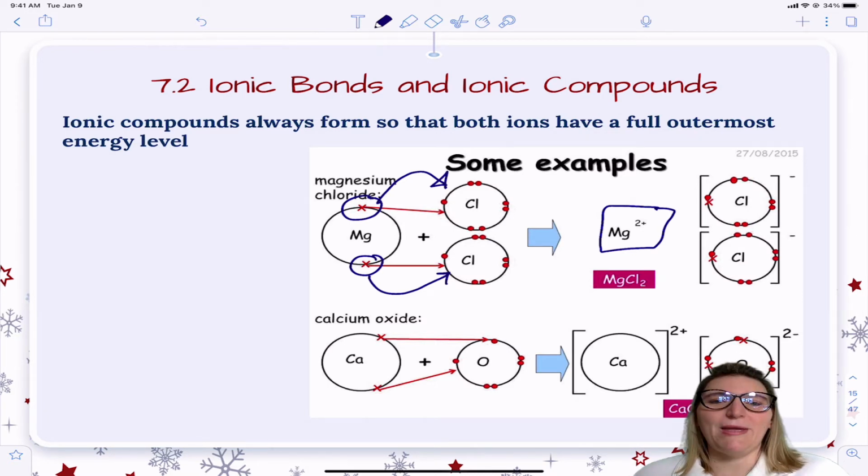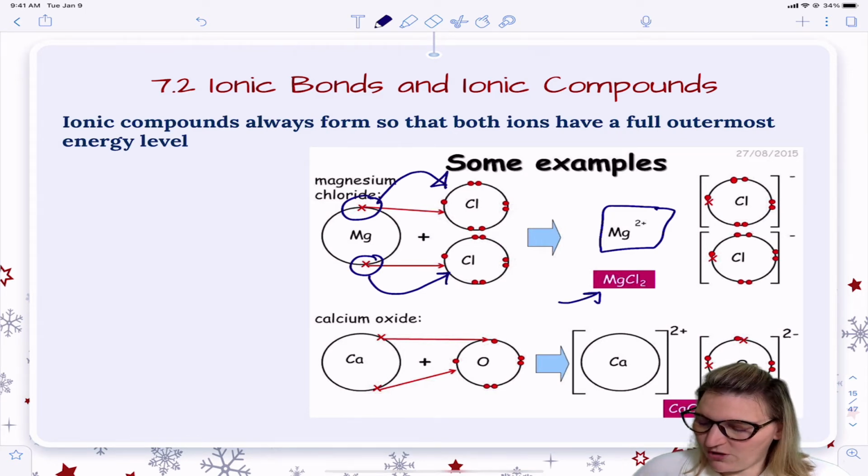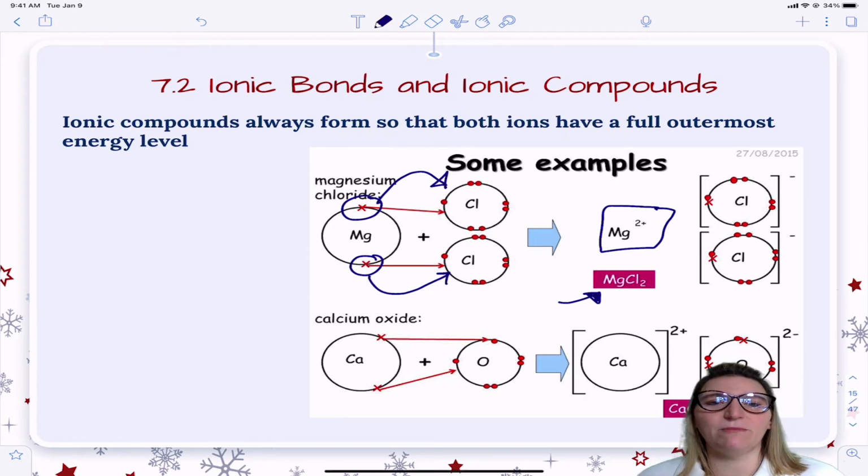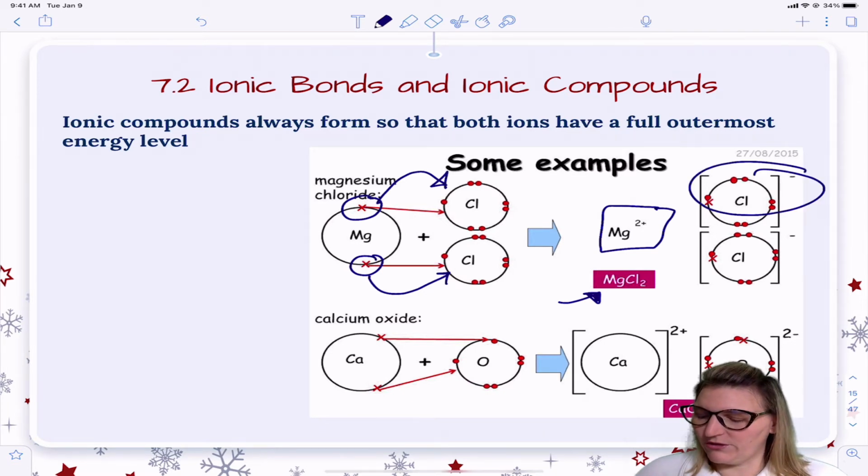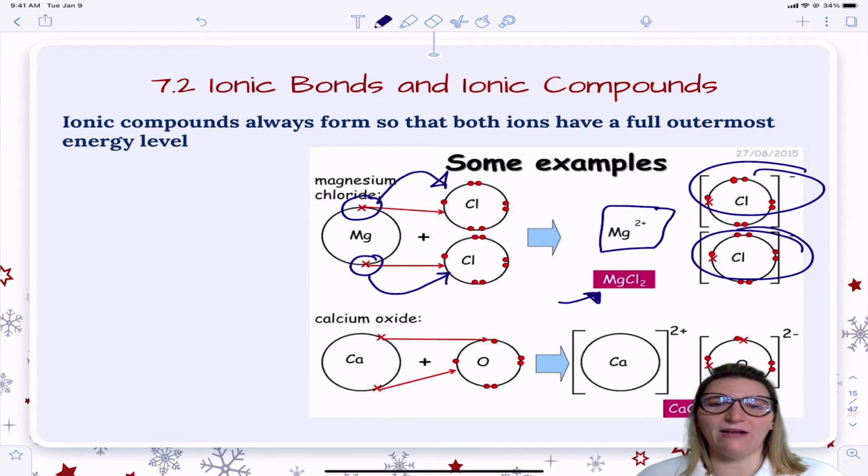So you can see magnesium will give 2 electrons. It will give 1 to one chlorine, 1 to another chlorine. So the formula for the compound formed by magnesium and chlorine, magnesium chloride, as we're going to call it, is MgCl2. That subscript 2 stands for the 2 different chloride ions that need to be paired with 1 magnesium.